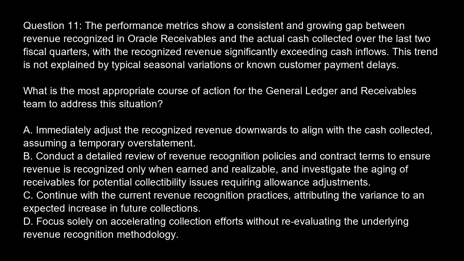Option C. Continue with the current revenue recognition practices, attributing the variance to an expected increase in future collections. Option D. Focus solely on accelerating collection efforts without reevaluating the underlying revenue recognition methodology.